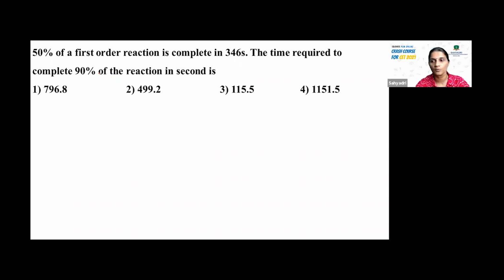Now I'm asking you, what is the shortcut formula? T90% is equal to 3.33 times T half, T 50%. Correct? So it is 3.33 times 346. 346 threes are 350,000 something you're getting, and you have only one option above 1,000. So that is option 4.